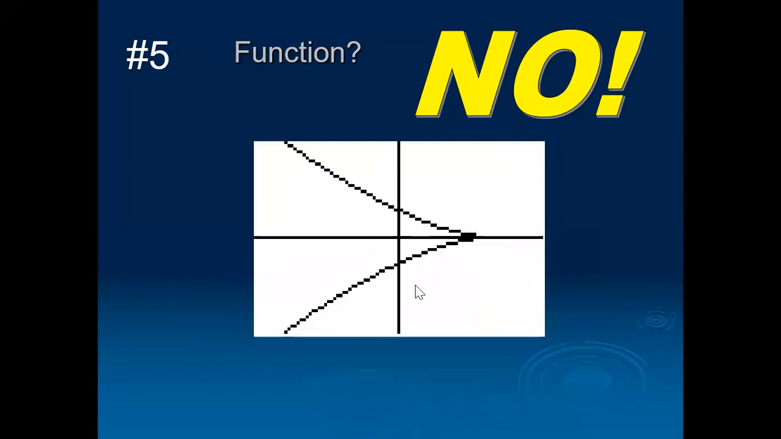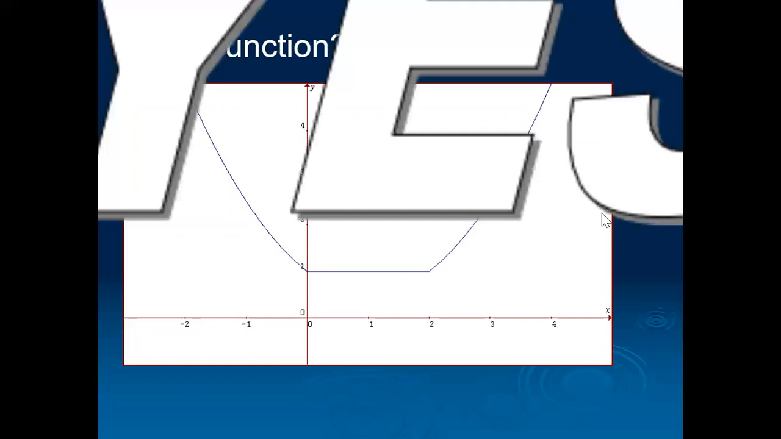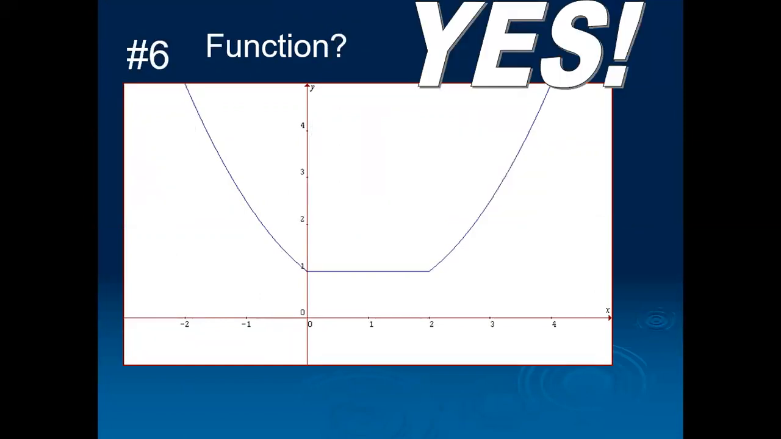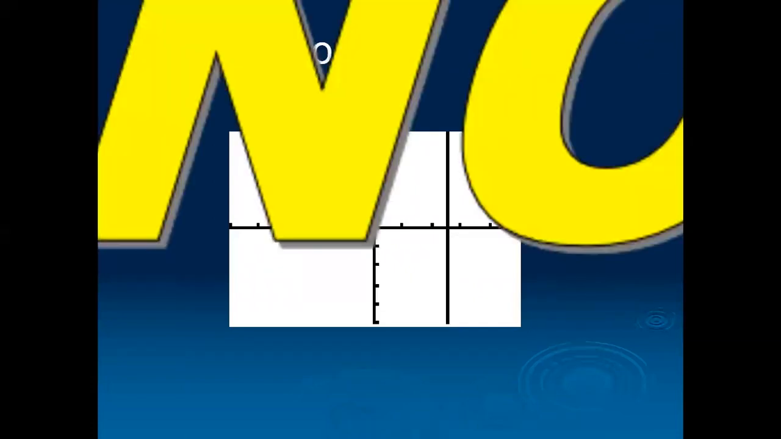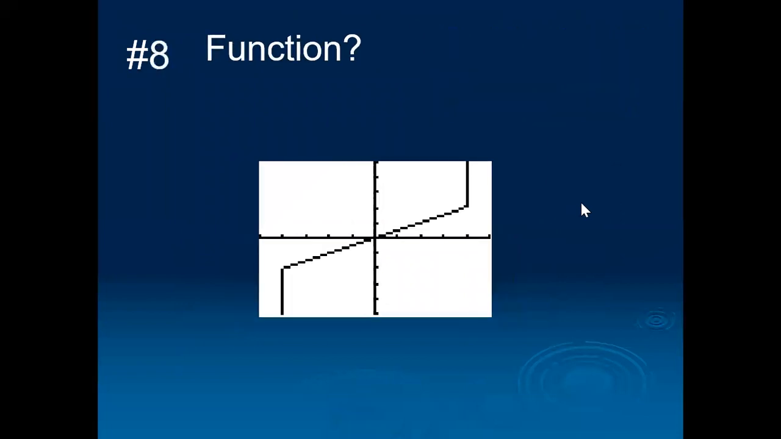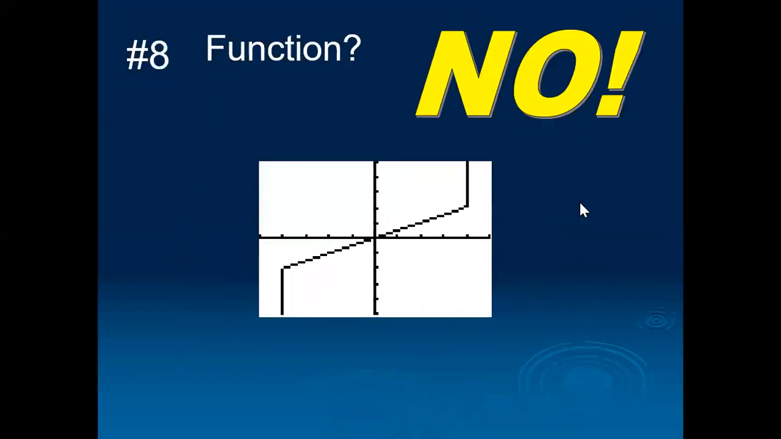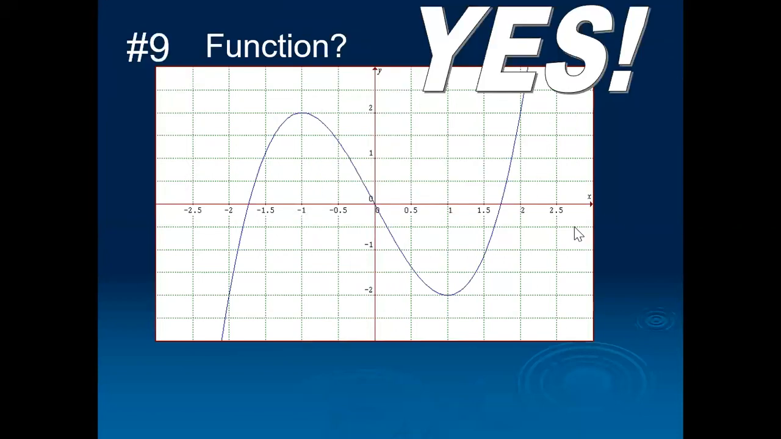Vertical line test. Is this a function? Yes. Right? And what about this one? Definitely not. The vertical line is the whole graph, so it's definitely not a function. Right? Right here, it's going to touch multiple points. What about this? Yep, that's a function.